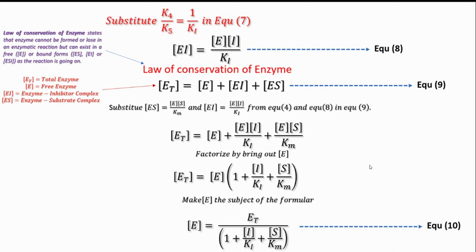Okay, now when we substitute this, because we look at conservation, we assume that there is no way the total enzyme in a system will diminish, but rather it is converted from one enzyme form to the other. So the total enzyme will always remain free enzymes plus enzyme bound to the inhibitor plus enzyme bound to the substrate. And if that holds, we remember that our ES is equal to enzyme concentration multiplied by substrate concentration over Km, and the EI is enzyme concentration multiplied by inhibitor concentration all over Ki. So we have to replace that in the total enzyme. And when we do that and factorize and make E the subject of the formula, we have what is left in equation 10.